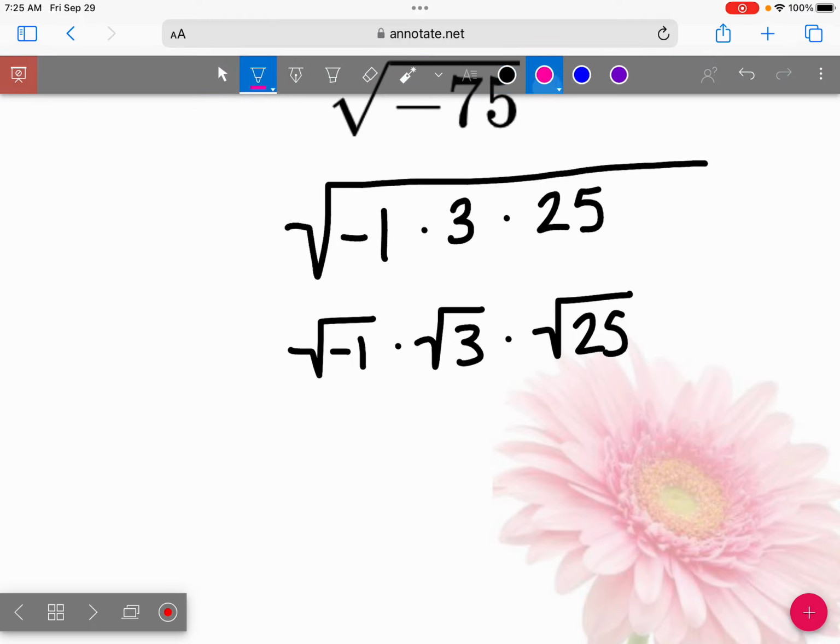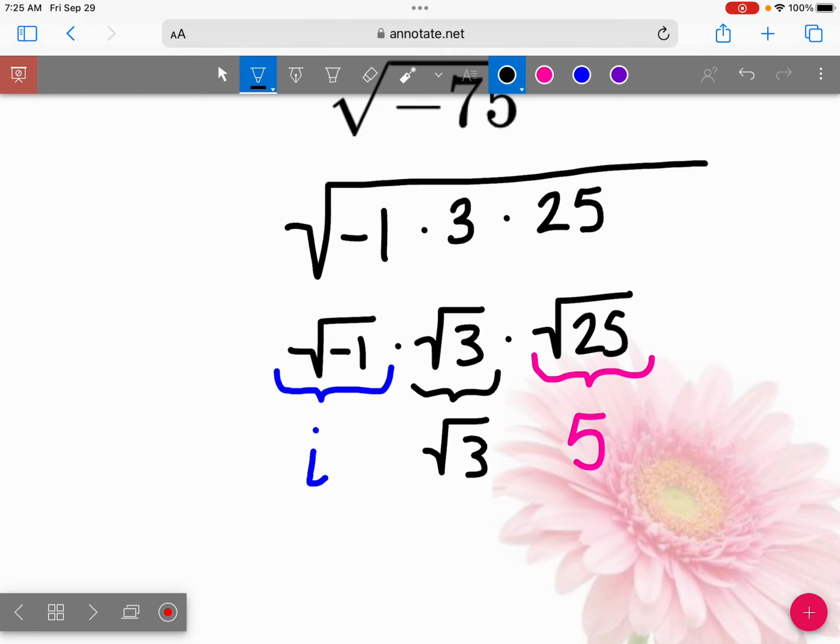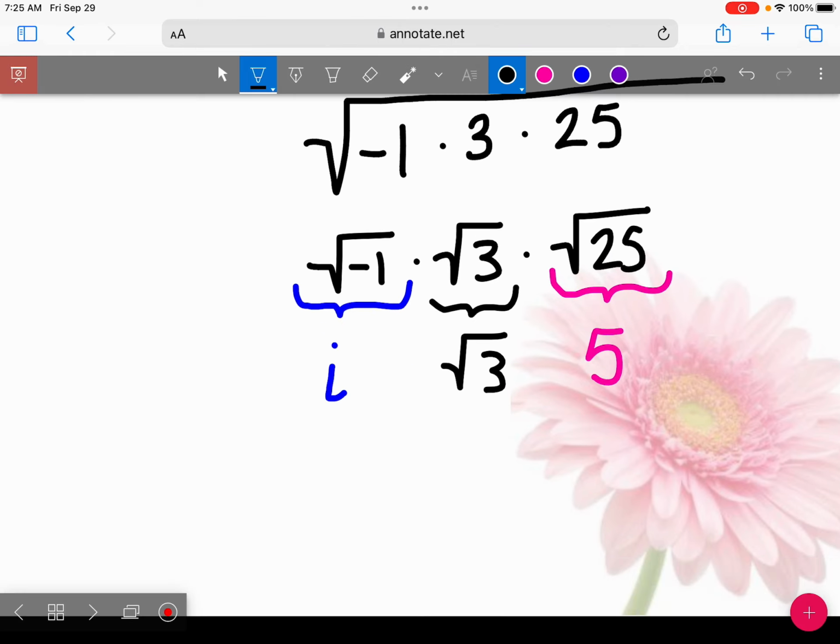Two of these pieces we have further information for. The square root of 25 is what? 5. Up at the top of the page, we just said that the square root of -1 we call i. So we're left with only one piece inside the radical. That's the 3. So the simplified form of the square root of -75 is 5i square root of 3.